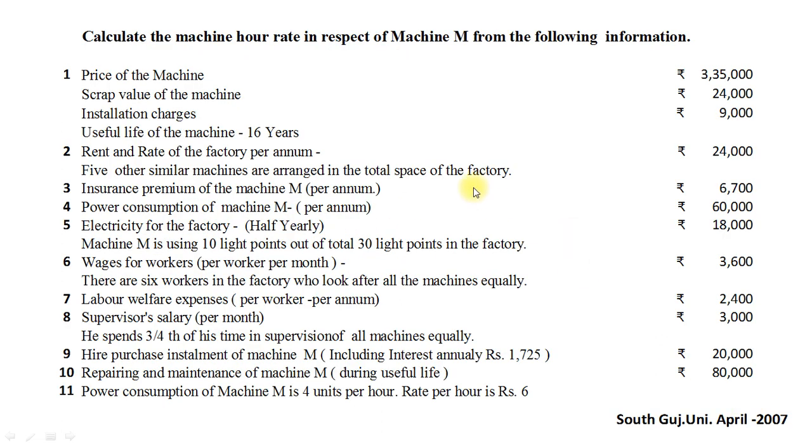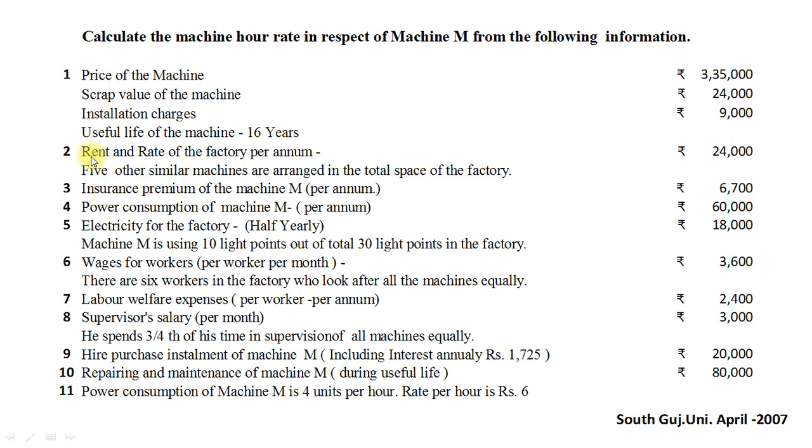Dear students, here I am giving you one example of similar type for your practice. Here is the question. Calculate the machine hour rate in respect of machine M from the following information. Here you are given information of machine, that is price of the machine rupees 3,35,000, scrap value of machine rupees 24,000, installation charges rupees 9,000, and useful life of the machine 16 years.